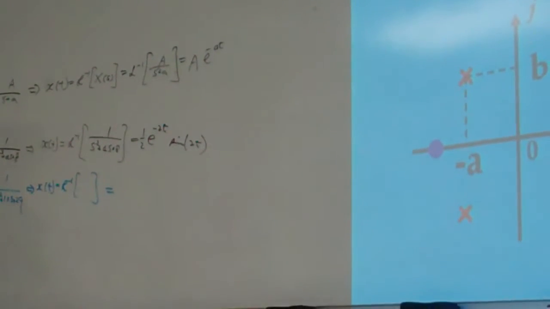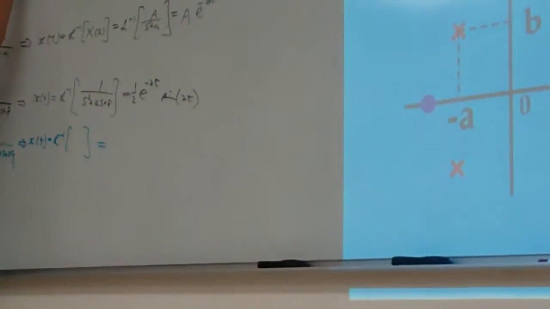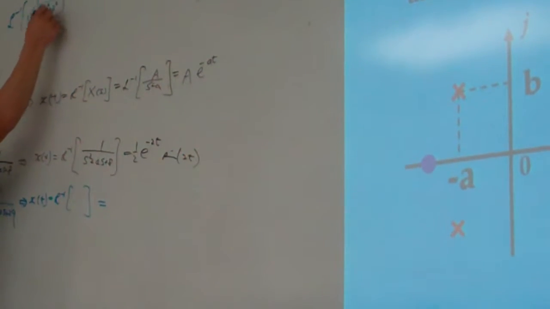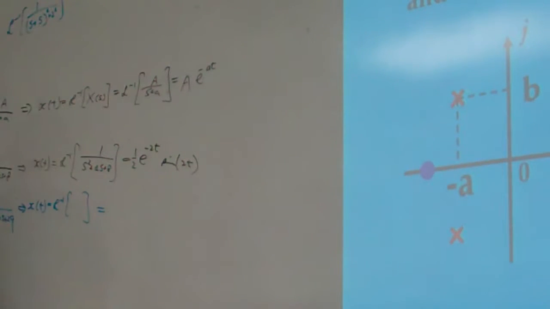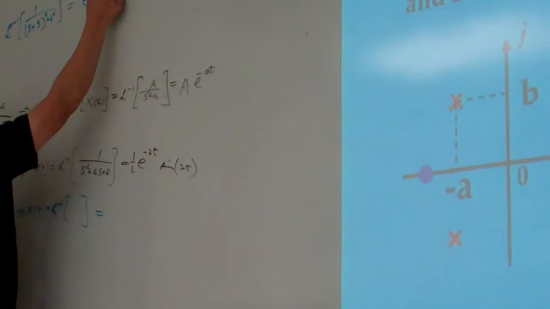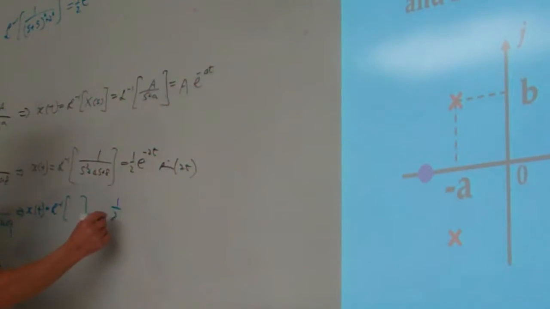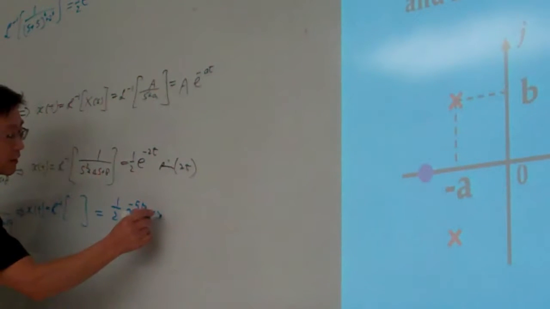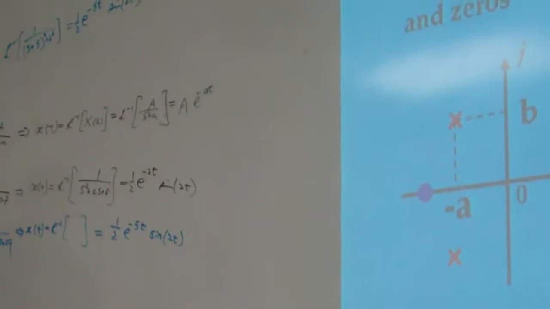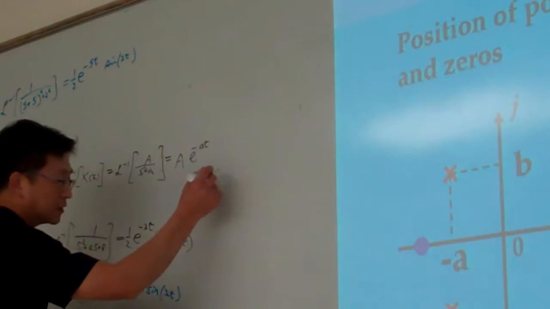Okay, inverse Laplace transform. Let me do the calculation here. (s plus 5) squared plus 2 squared. So this one will be equal to e to the minus 5t times 1/2 sine 2t. Okay, so here is 1/2 e to the minus 5t sine 2t. So from here you can play and overlap the two curves, and let me draw this one here quickly.